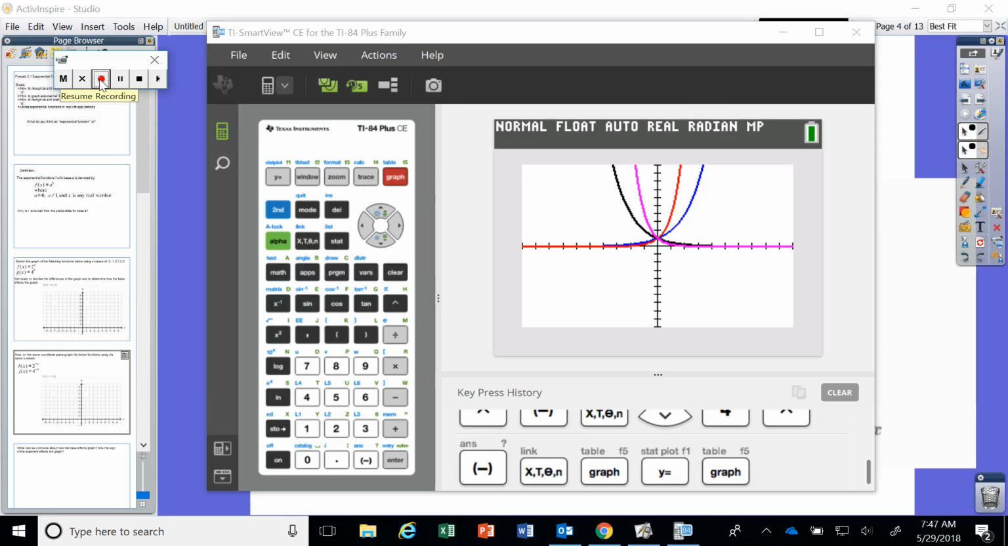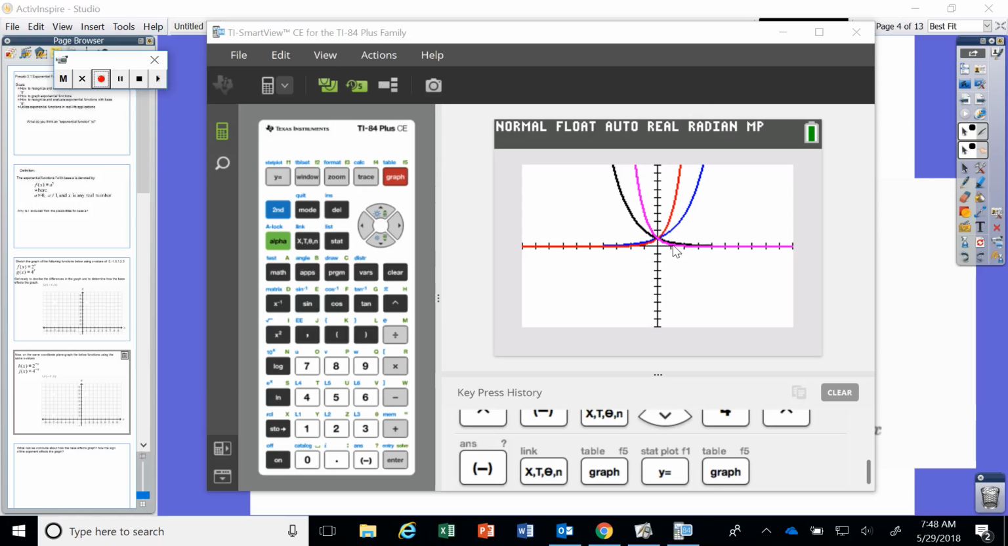Alright, so you had some time to make some decisions on your own, but I've gone ahead and graphed the other two as well. And so now we can see the black graph represents our 2 to the negative x, and our pink graph represents the 4 to the negative x.